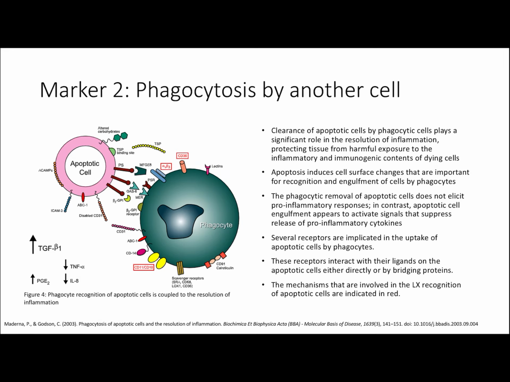So this figure is basically showing that there are several receptors that are implicated in the uptake of apoptotic cells by phagocytes. These receptors interact with the ligands of apoptotic cells either directly or by bridging proteins. And the mechanisms that are involved in the recognition of apoptotic cells are indicated in red that you can see in this figure here.